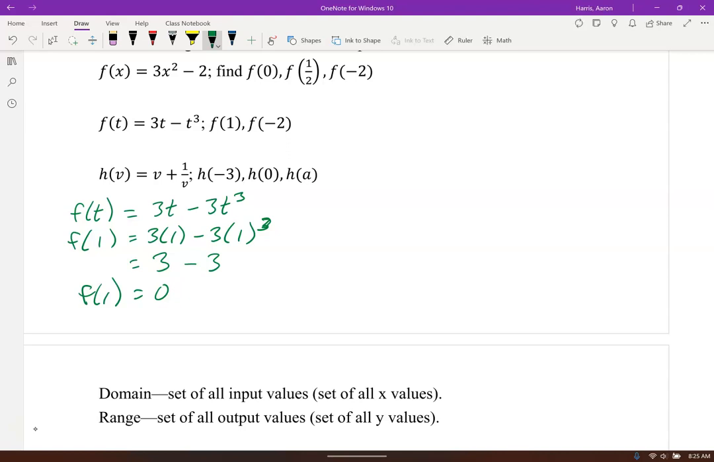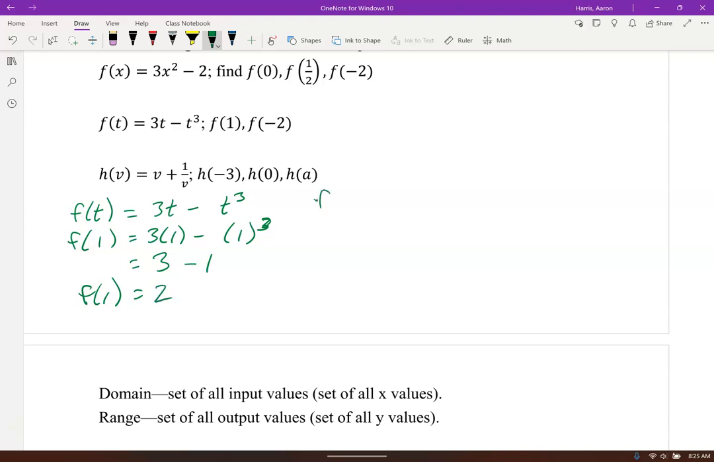Oh my gosh, I just realized I wrote that wrong. Whoops, that's 3t minus t cubed. That's not supposed to be there. Let me erase that. That's gone, that's gone. Sorry about that. That is actually 1 times 1 times 1 is 1. 3 minus 1 is 2. There we go. Sorry about that.